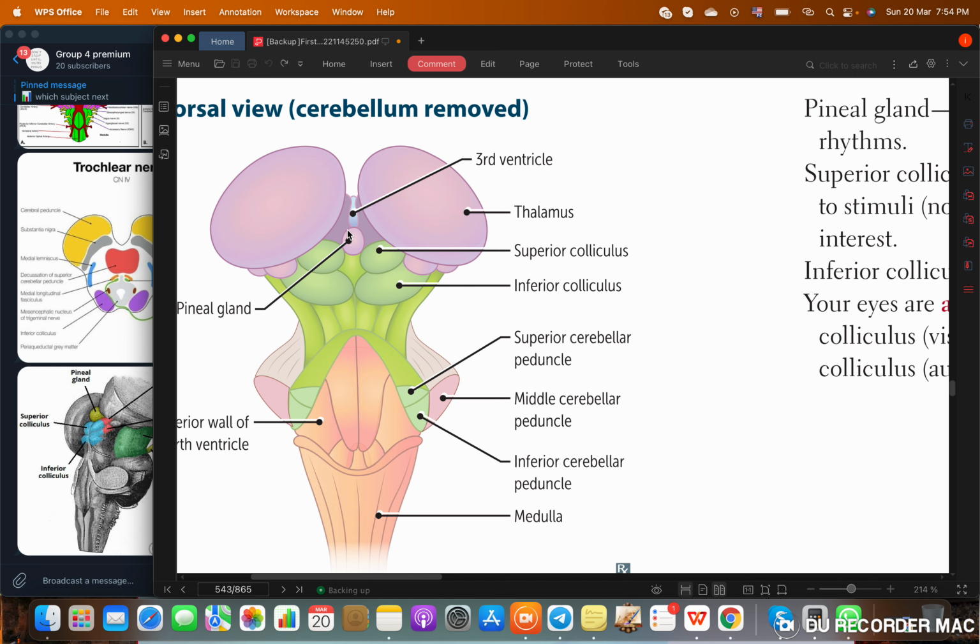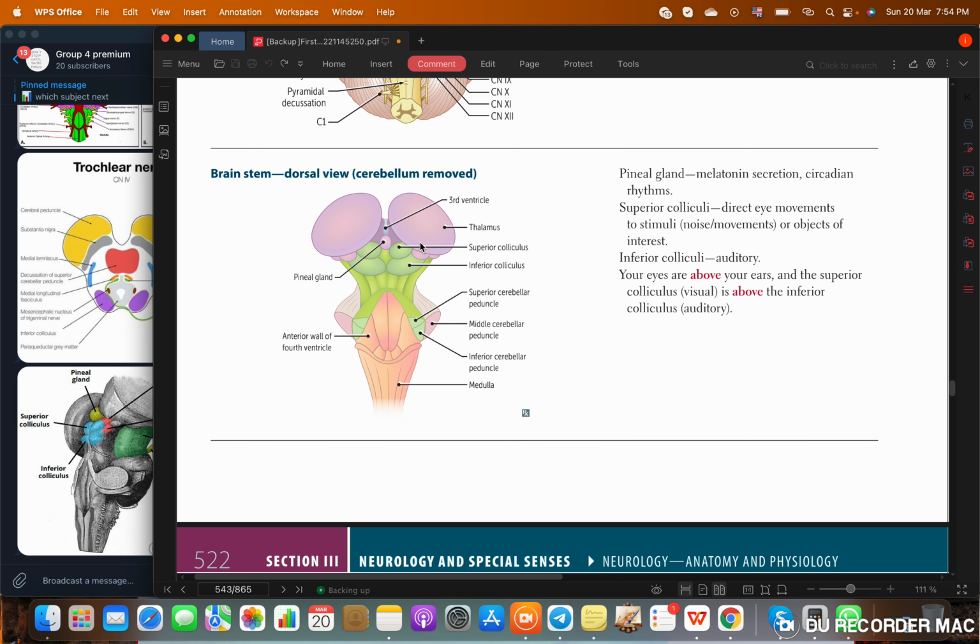You can see here the pineal gland, which is responsible for circadian rhythm, secretion of melatonin, and it's the only thing that makes you wake up or sleep. So pineal gland, melatonin secretion, and circadian rhythm. People sometimes say they are jet lagged when they travel from country A to country B. That's because their circadian rhythm is messed up. So you can put that on your pineal gland.